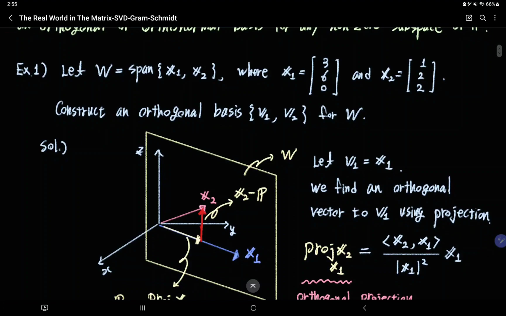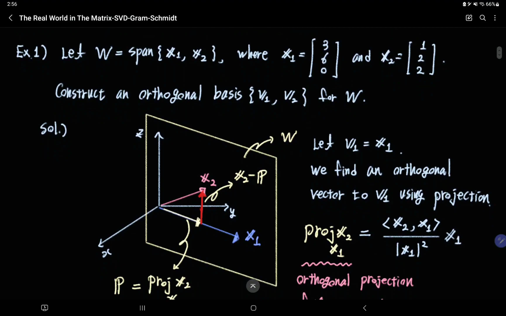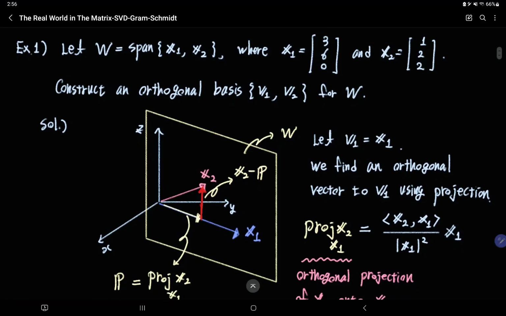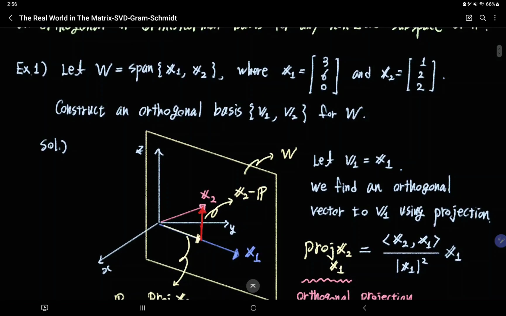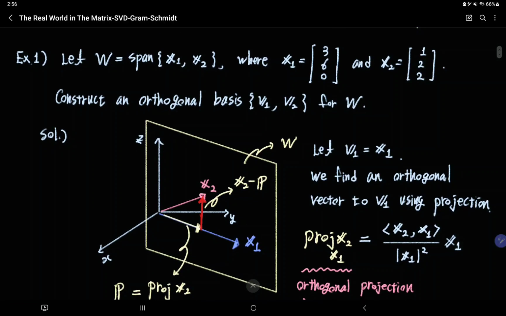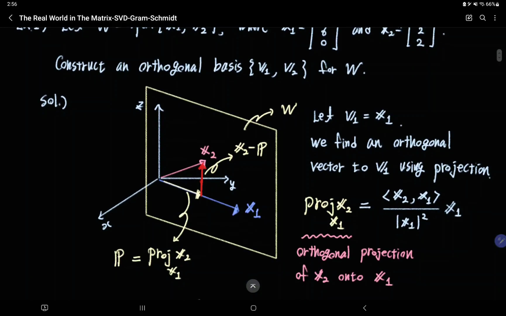So to construct the orthogonal basis v1, v2 for W, we're going to set v1 as just one of the vectors, but normally we choose the first vector x1. So we choose x1 as v1. Then the next step is to construct the vector which is orthogonal to v1. That's the strategy. Since W is a space spanned by two vectors x1, x2 in R3, W must be a plane in R3.